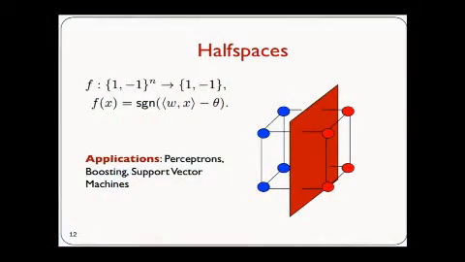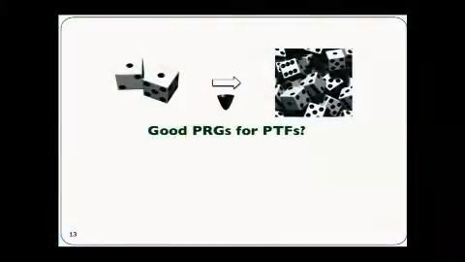And if you're a discrete person, this is what the figure looks like. You have the hypercube and a hyperplane which slices the hypercube. Half spaces have been particularly useful in learning theory, in particular in the development of important tools such as perceptrons, boosting, support vector machines, and more.